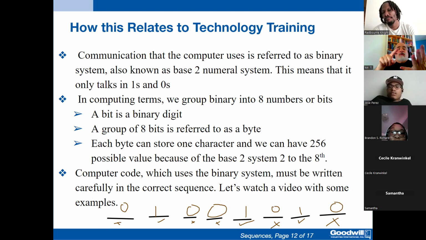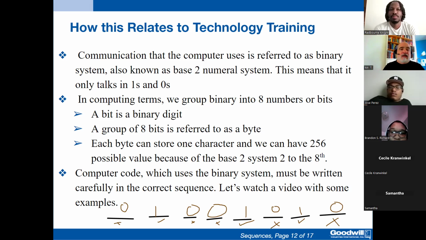It's 2 to the 8th, which is 2 times 2 times 2 times 2 times 2 times 2 times 2 times 2, which is 256 possible combinations. And those then can stand for all the letters, numbers, and symbols that you use. And by grouping those together, the computers can translate anything.